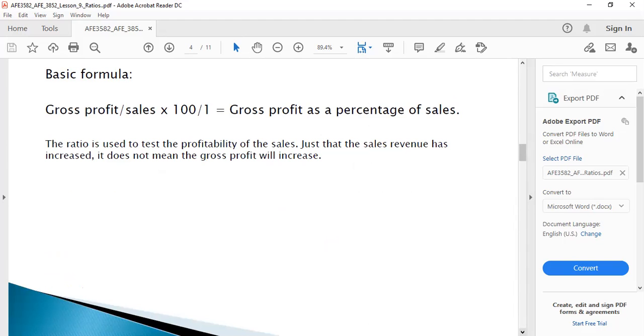Okay. So you're told that the ratio is used to test the profitability of the sales. Just because the sales revenue has increased, it does not mean the gross profit will increase. This ratio is used to calculate the profitability. How much profit are you making out of your total sales? Meaning, what percentage of your sales is your gross profit? Do you understand? So if you are making sales of 50,000, what percentage of 50,000 is your gross profit?